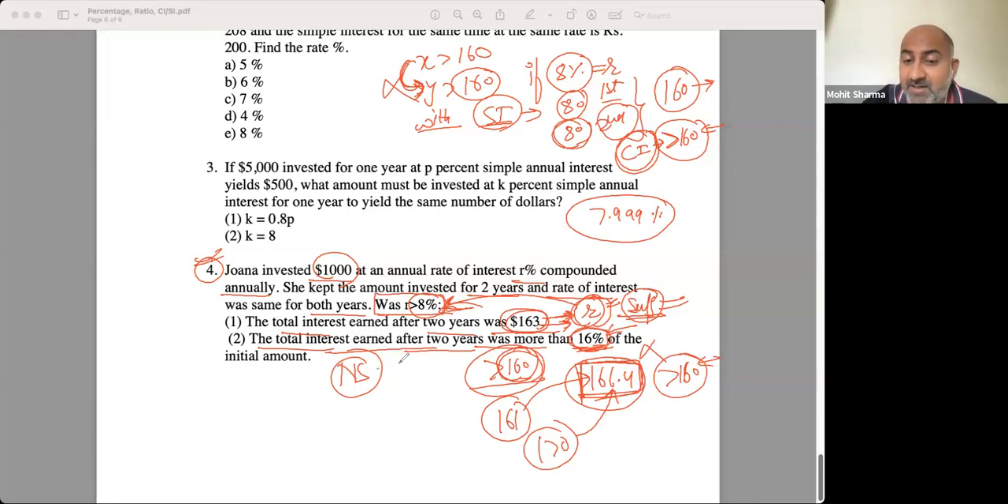So we can't compare whether it'll be 8% or more. We can't. That's why this is a very, very good question. Again, we don't have to do any calculations. That's the best part of this question. We can solve it just by using simple logic.